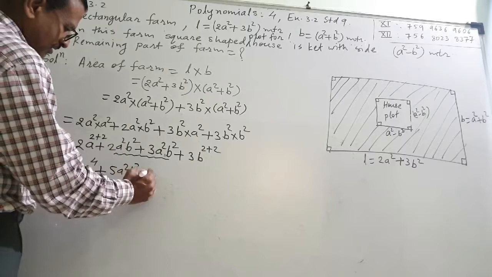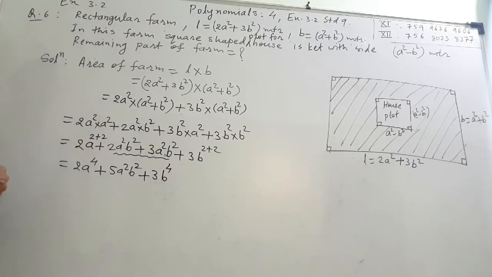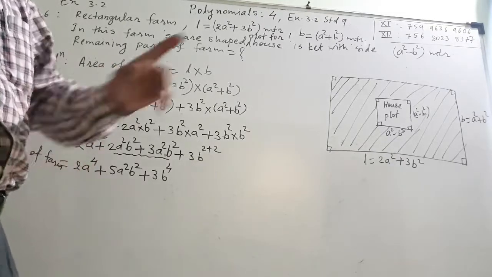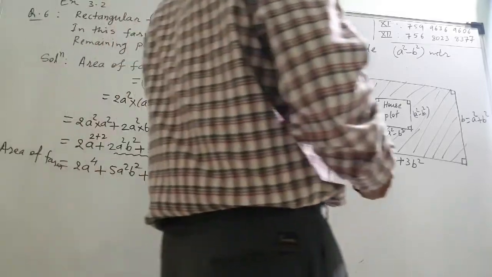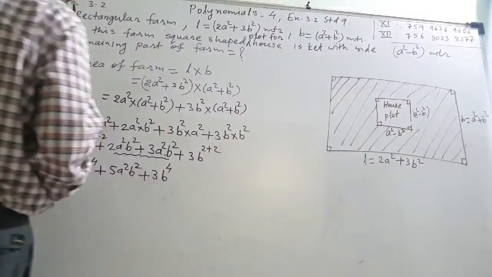And plus 3b raised to 4. This is the area of the farm. I am rubbing that figure because I don't have sufficient place, or here I can make the place.